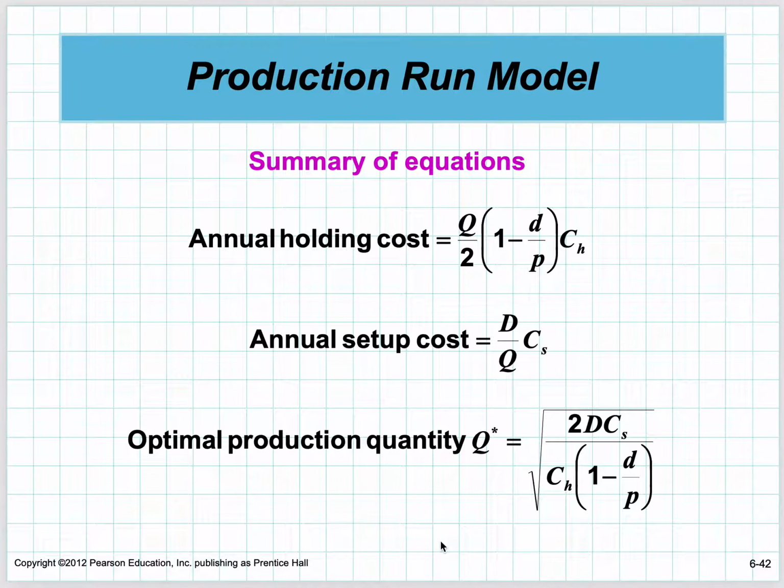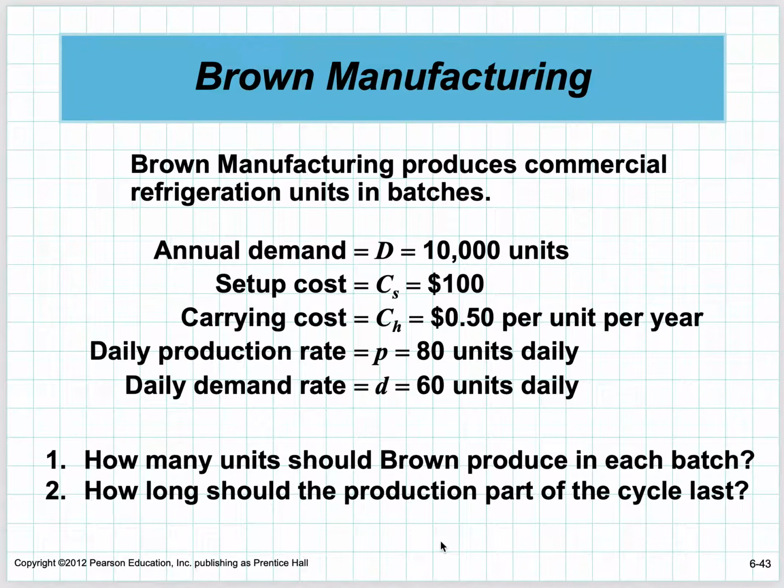So here's the summary of those equations. Annual holding costs, annual setup costs, optimal production quantity. So let's look at another example. This is Brown Manufacturing, which makes commercial refrigeration units in batches. The annual demand is 10,000 units. Every time I decide to produce that product, it costs me $100.